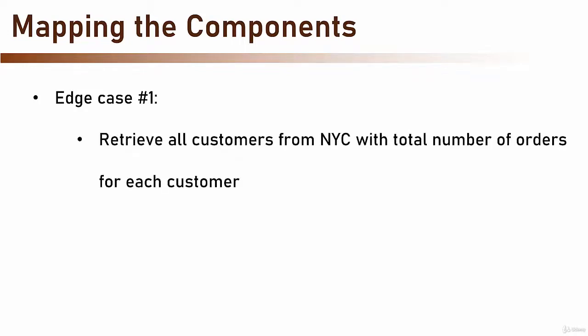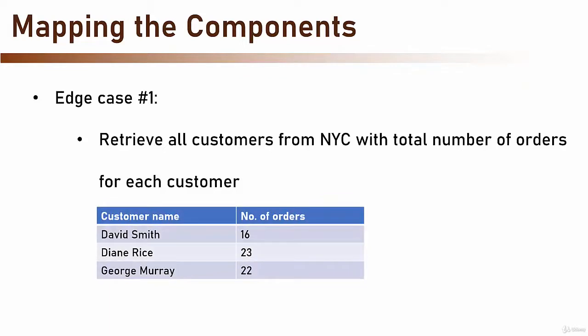We need to retrieve all customers from New York City with the total numbers of orders for each customer. This is what we should end up with. So in this table, you can see we have two columns. The first is the customer name, and the second is the number of orders this customer made. Now, this poses a problem because this data is spread across two services. The customer's name is stored in the customer's service, and the number of orders is stored in the orders service.